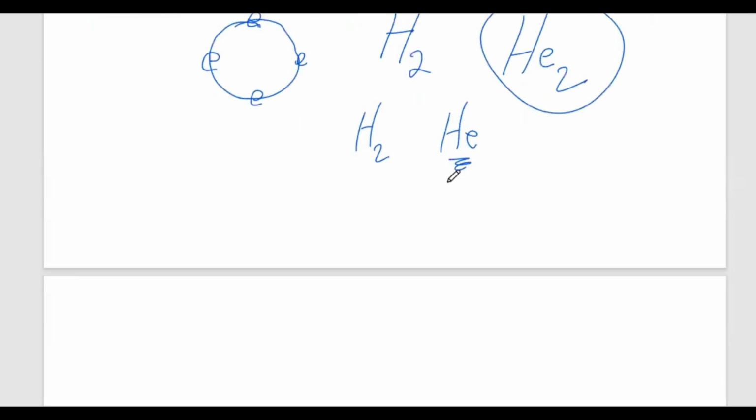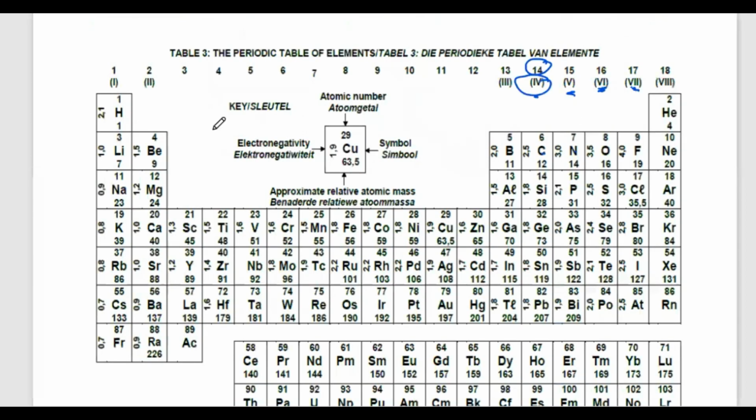But let me just give you a simple explanation for this. Hydrogen is found in group 1. Sometimes we say it's group 1, sometimes we say it's group 7, depending on the periodic table. So we say that it is group 1. Why? Because it has 1 electron in its outermost shell. Don't forget that the valence electron will show the group number. So it is found in group 1 because it has 1 electron in its outermost shell.